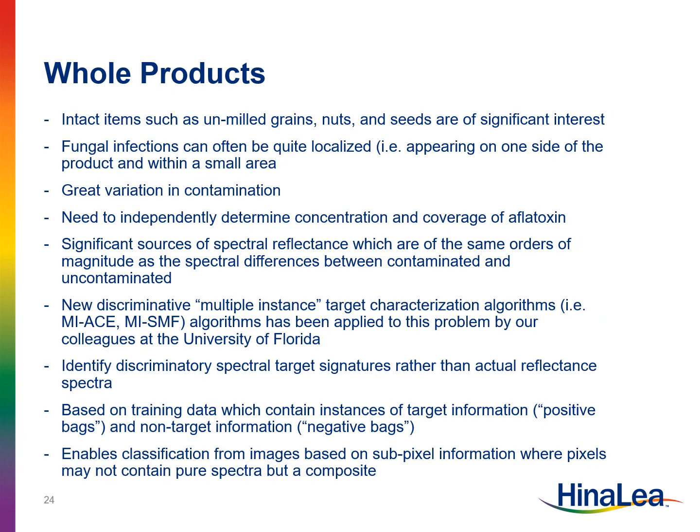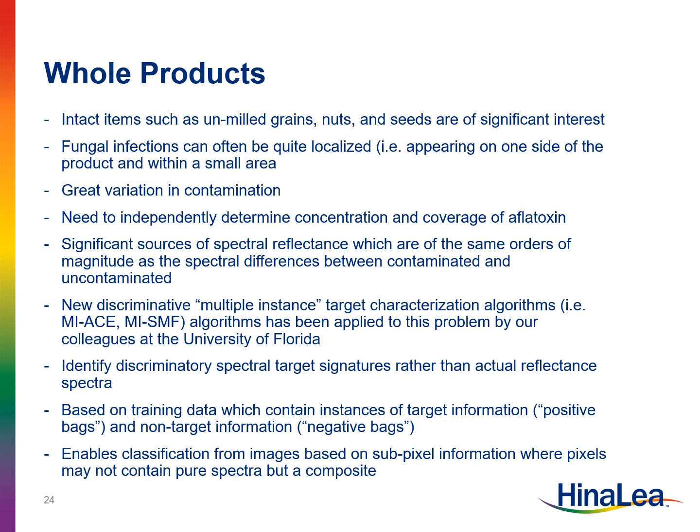Cornmeal is a processed product. Intact items such as unmilled grains, nuts, and seeds are of significant interest. In such samples, fungal infections can often be quite localized, appearing on one side of the product and within a small area. There is also often great variation in contamination. To assess these types of products, one needs to independently determine concentration and coverage of aflatoxin to use as ground truth or reference.